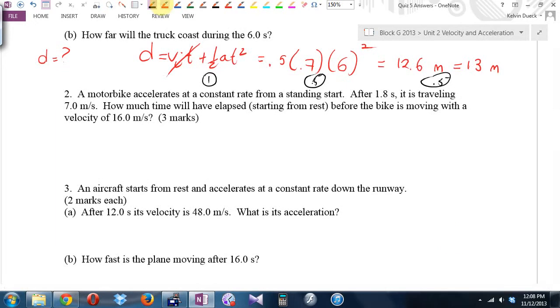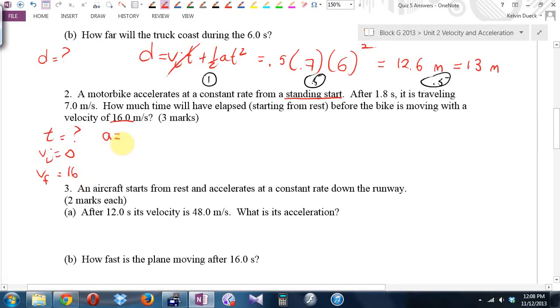Same as before, 1 mark, half mark, half mark. Looks like in number 2, what is V initial? What's that, 16, V final? Hey, Mr. Dueck, what's that 1.8? That was a little bit of a mini curveball. I think V final, I'm pretty sure, is 16. The problem is I can't solve this as is. What I need is that.